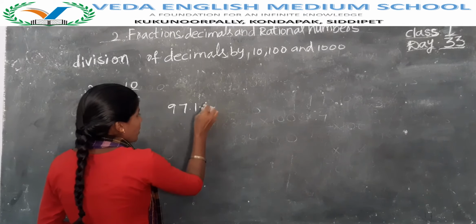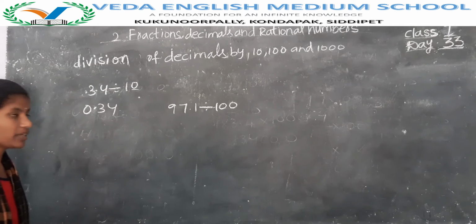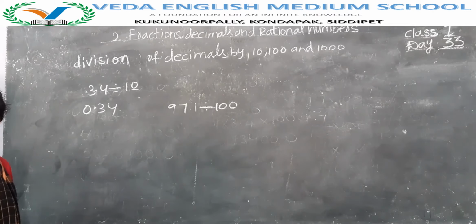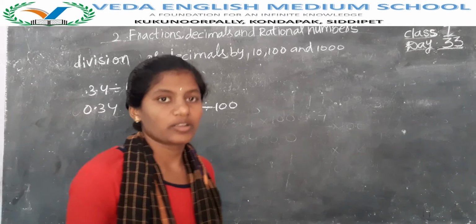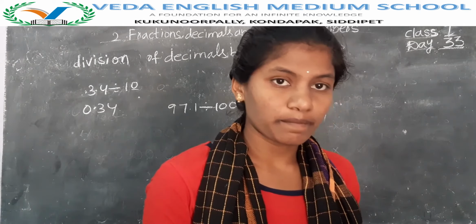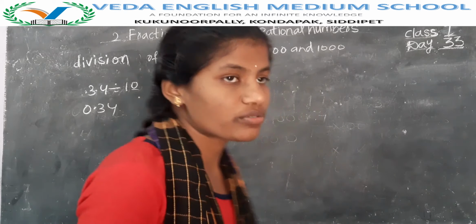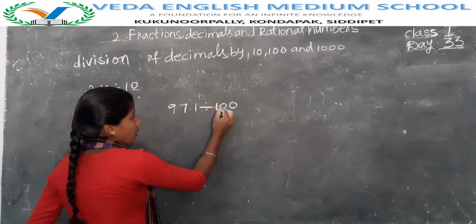Now, 97.1 divided by 100. Now it is a division. In the division of decimals, the point moves to the left side. The point moves to the left side based on the zeros. So it is 97.1 divided by 100.